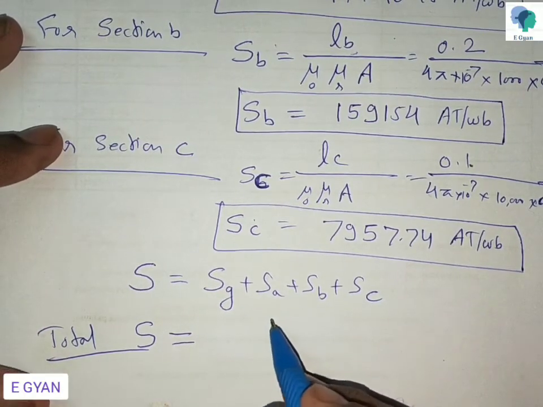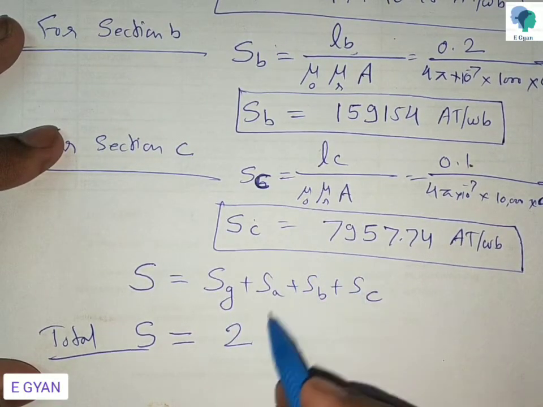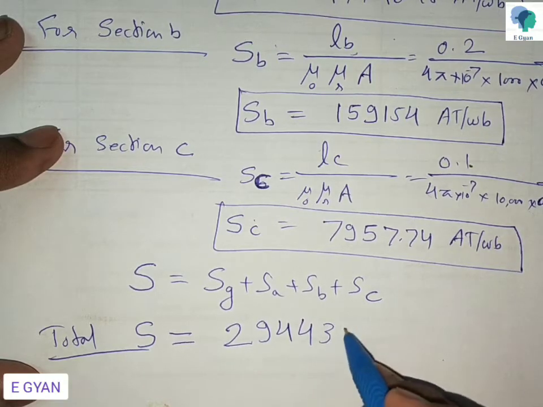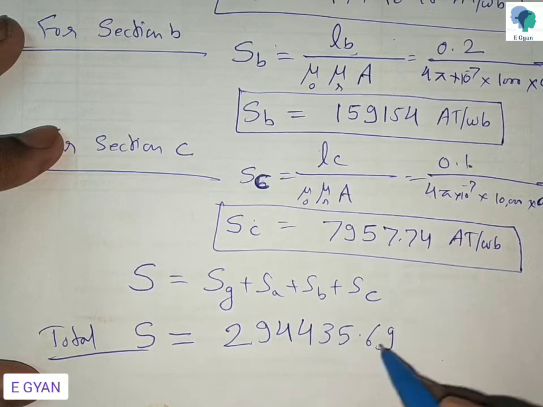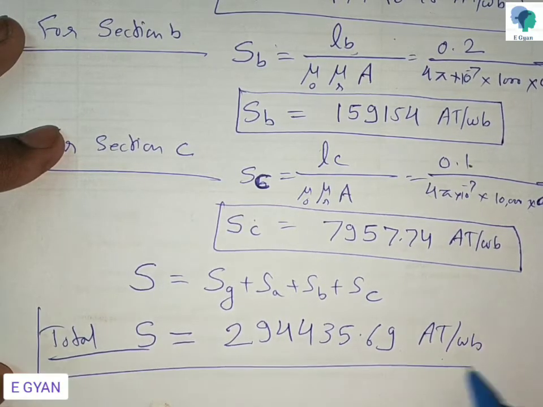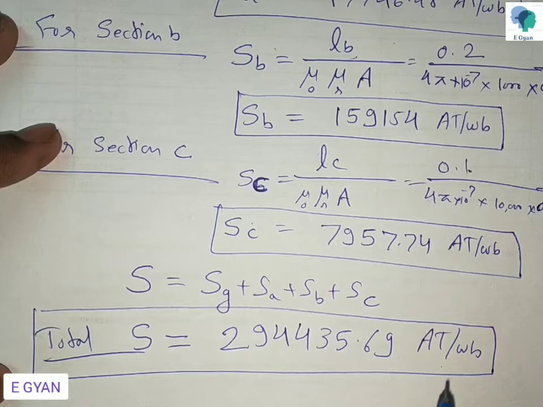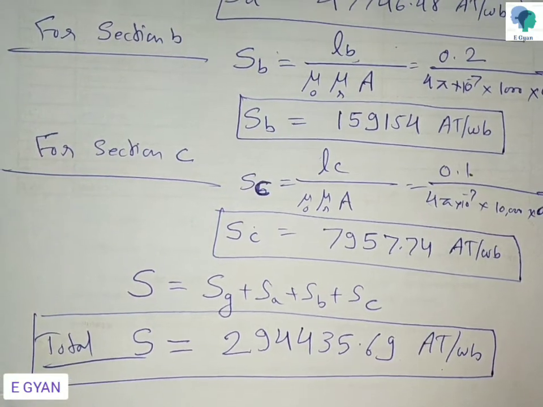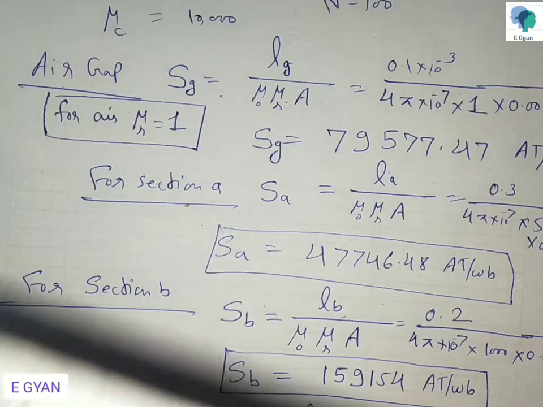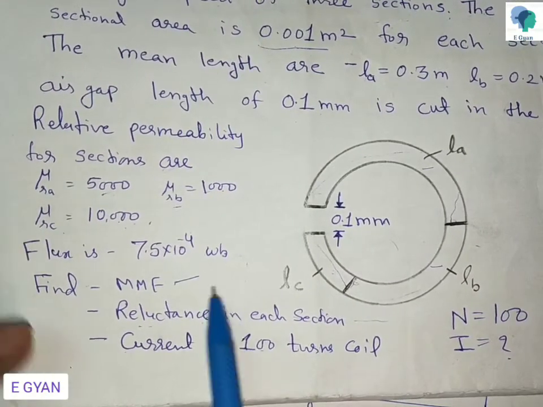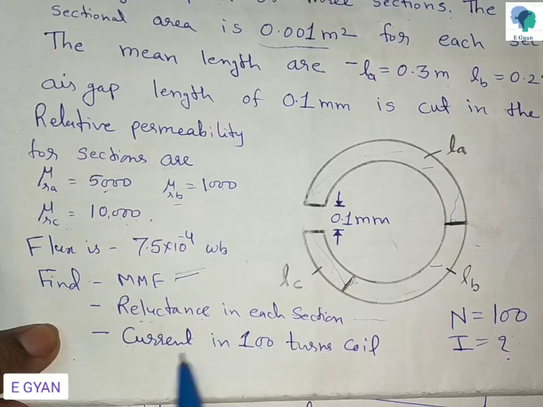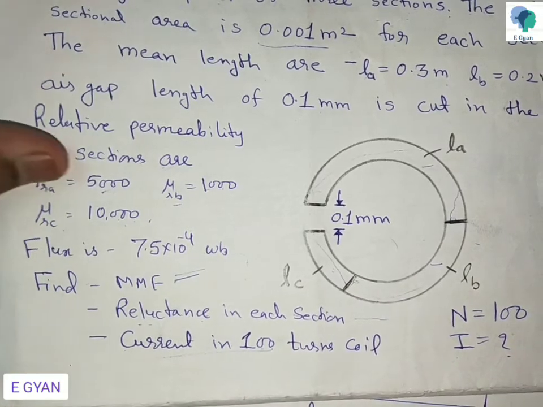So what will be the total reluctance? By adding all the reluctances, we will get 294,435.69 ampere turn per Weber. It will be our total reluctance. In this method, we can calculate total reluctance. Now, this is our question. We have to find MMF, reluctance, and current.